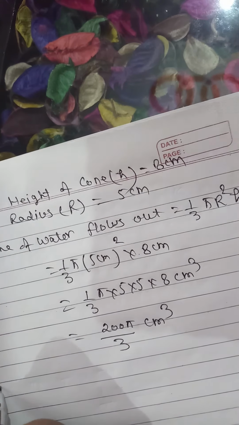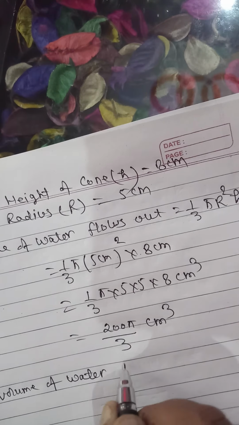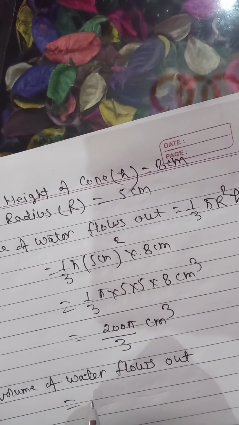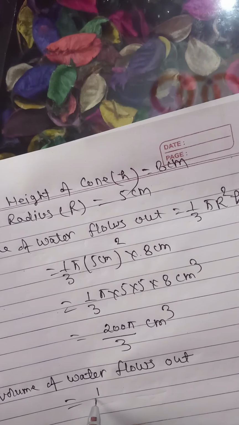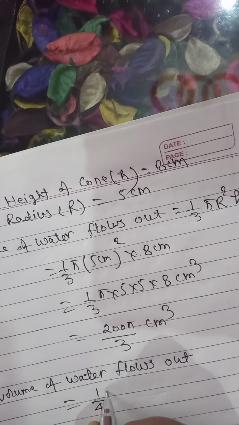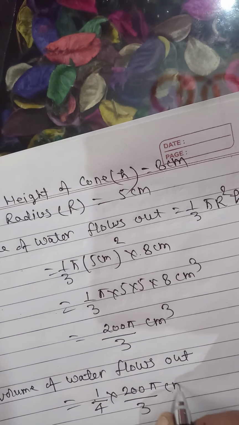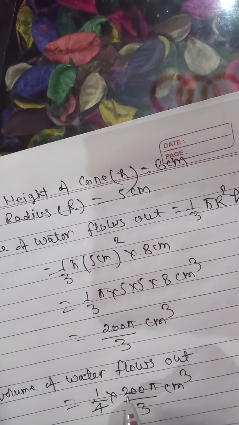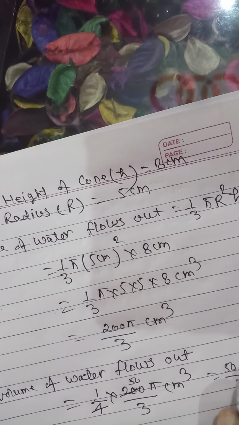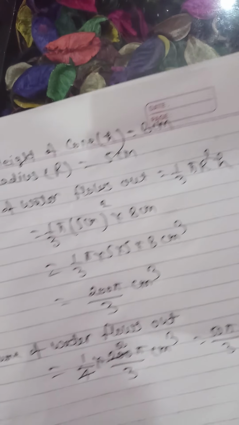Now volume of water flows out is given in the question. It is 1/4 of this volume, 200 pi upon 3 cubic centimeter. 200 divided by 4 is 50, so 50 pi upon 3 cubic centimeter. This is the volume of water flows out.